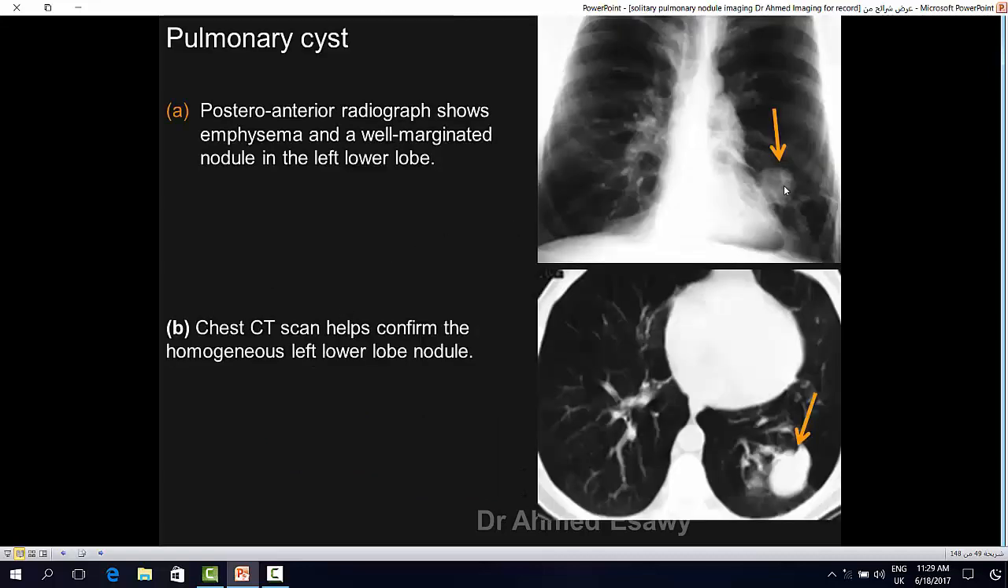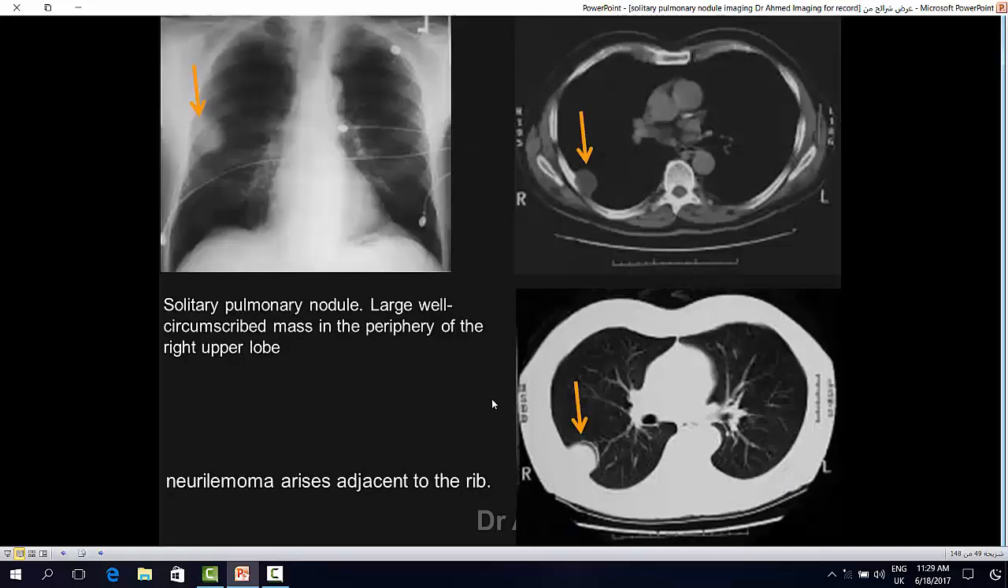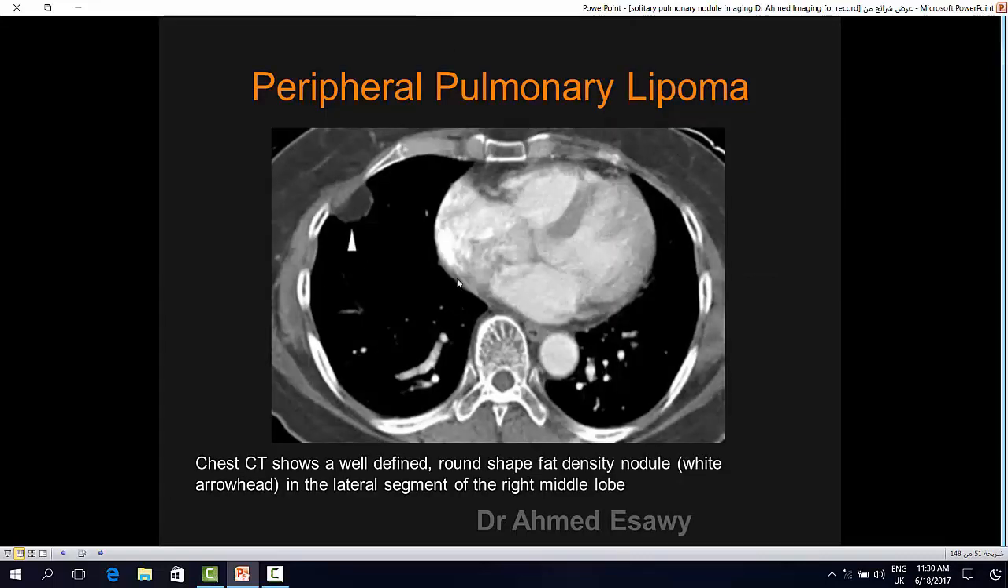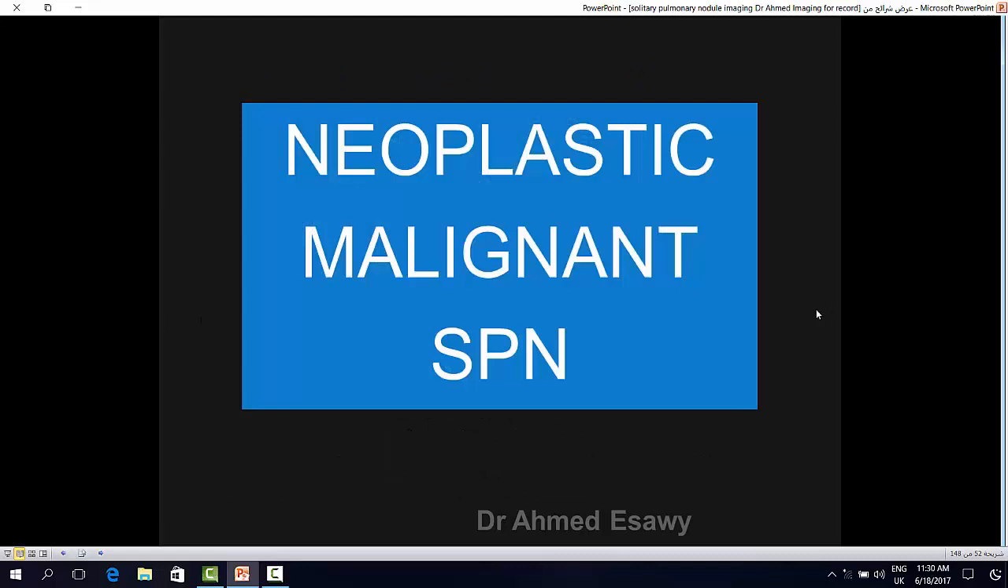Pulmonary cyst: this is emphysematous, with a well-marginated, homogeneous nodule in the left lower lobe. This is a solitary pulmonary nodule, a large well-circumscribed mass in the periphery of the right upper lobe, a neurogenic tumor arising adjacent to the rib. Peripheral pulmonary lipoma: a well-defined, round, fat density nodule in the lateral segment of the right middle lobe.